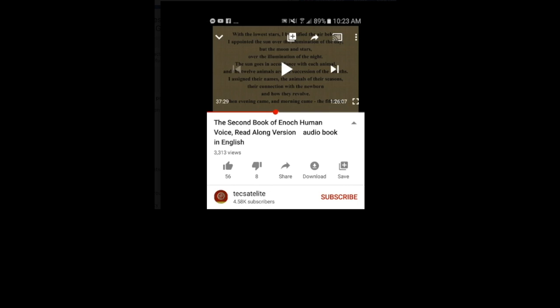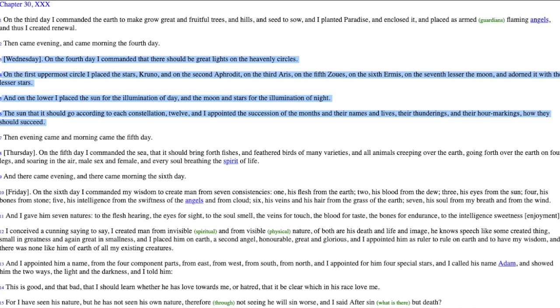And in the 10th heaven, it's called Arabah. It's the 10th heaven. You can find the information as far as the planets, if you're looking into the written Book of Enoch, in chapter 30, verse 4, and that's where I found the planets, the planetary system. So you can go there.